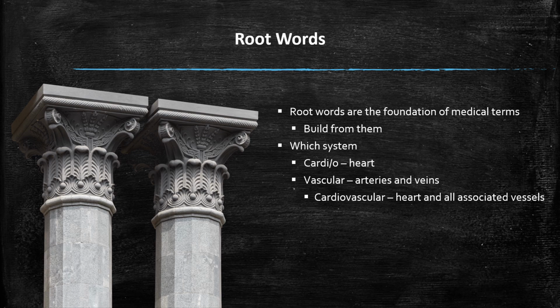If we're discussing arteries, we may see the root words artery or arterio, angi or angio, aort or aorto, ather or athero. When discussing the other vessels of the vascular system, the veins, we may use ven or veno, or phleb or phlebo as our root word.